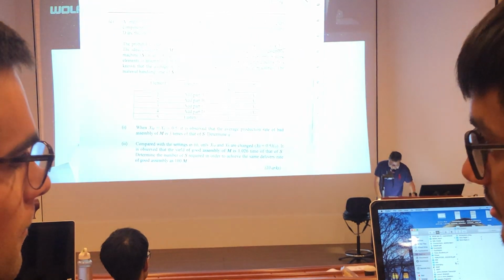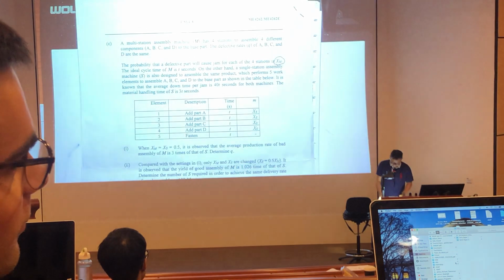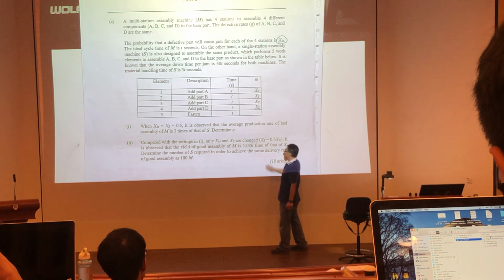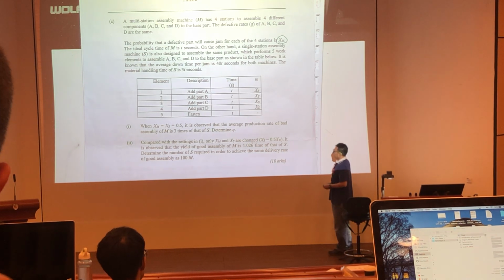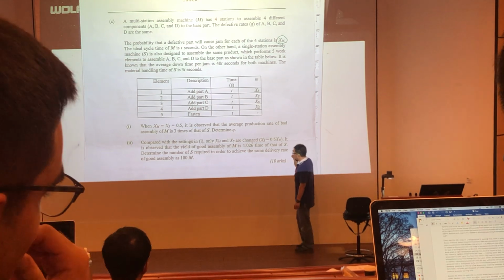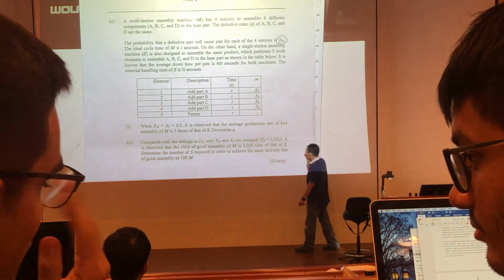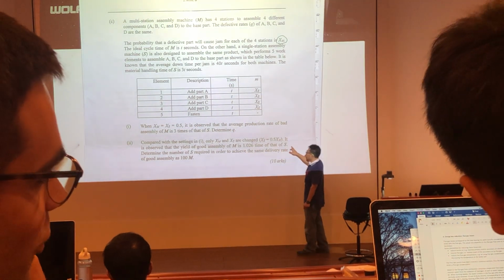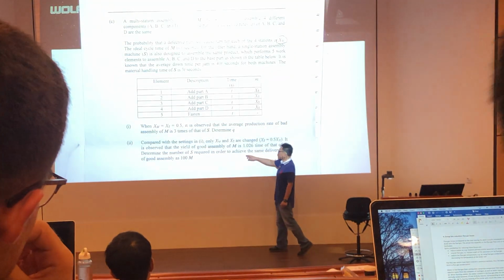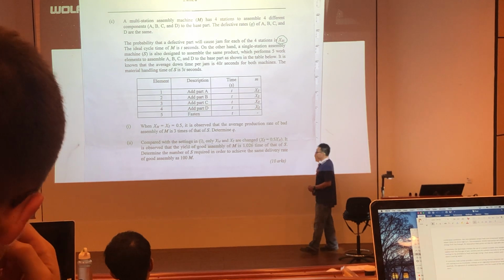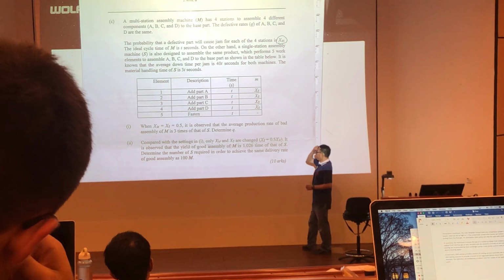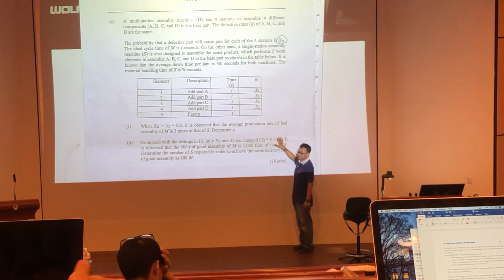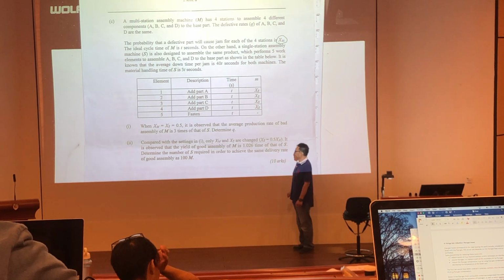And the second part is compare with the setting in this, only XM and XS are changed. Changed to what value we don't know, but we know that eventually XS equals to 0.5 XM. It is observed that the yield of good assembly of M is 1.0 to 6 times than S, determining the number of S required in order to achieve the same delivery rate of good assembly of 100 M. So in this case, actually, XS, XM changed, but the whole relationship is in this.